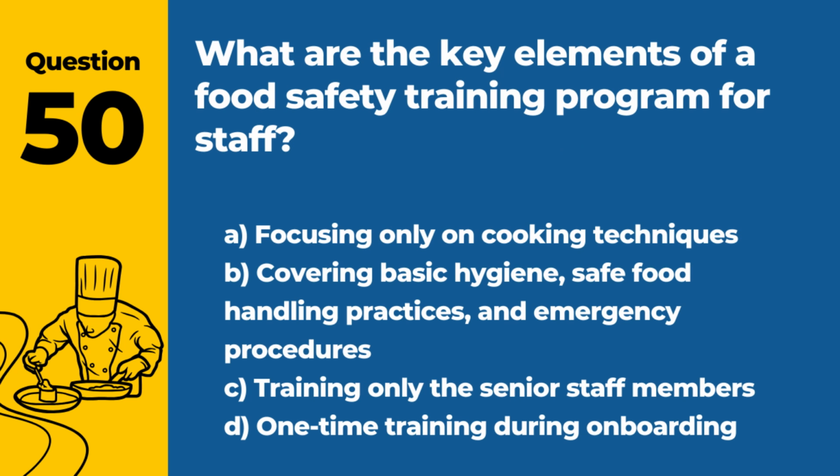Question 50. What are the key elements of a food safety training program for staff? A. Focusing only on cooking techniques. B. Covering basic hygiene, safe food handling practices, and emergency procedures. C. Training only the senior staff members. D. One-time training during onboarding. Answer: B. Covering basic hygiene, safe food handling practices, and emergency procedures. Key elements of a food safety training program for staff include covering topics such as basic personal hygiene, safe food handling practices, understanding foodborne pathogens, and emergency procedures for food safety incidents.